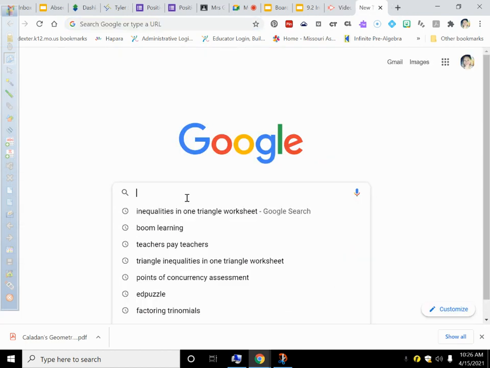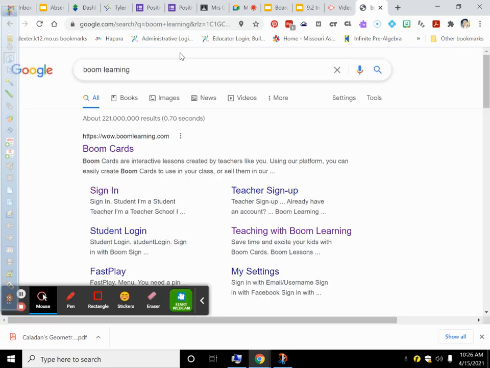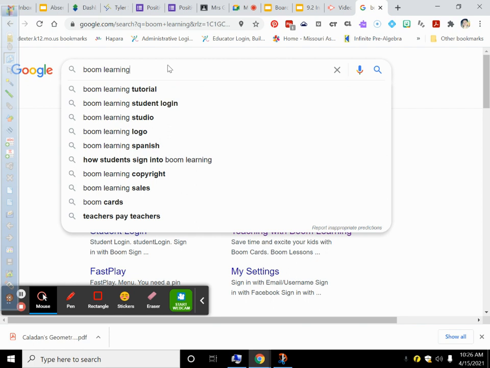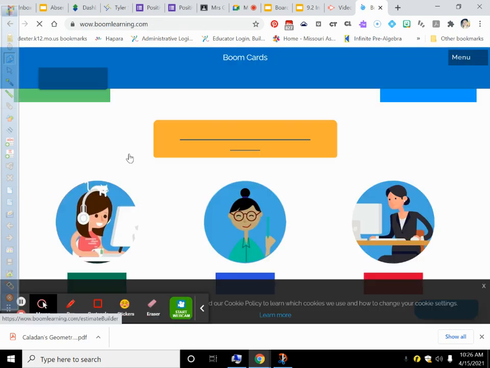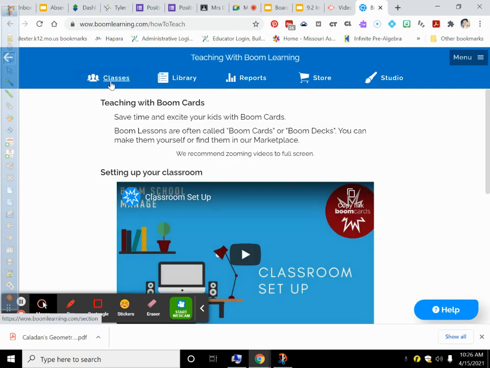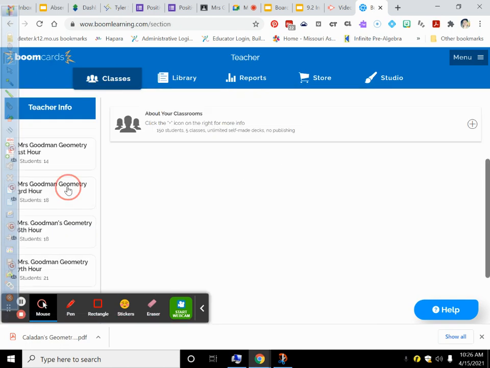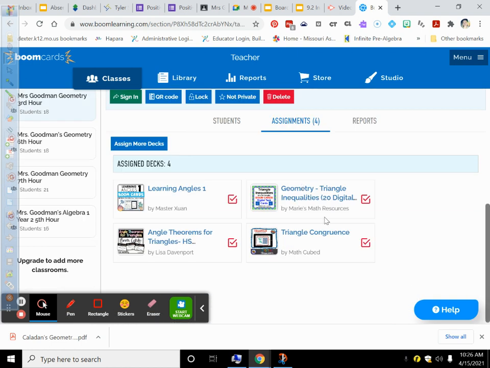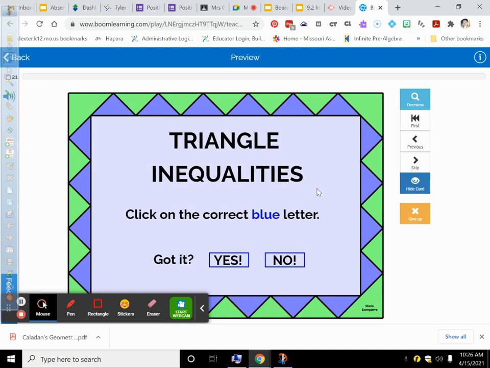Alright, the assignment was supposed to be posted on Google Classroom, but it did not post. So you're going to have to go to Google, and type in Boom Learning. Then sign in just like you had before. You're a student, and you have an assignment posted. It says Geometry Triangle Inequalities. Okay.